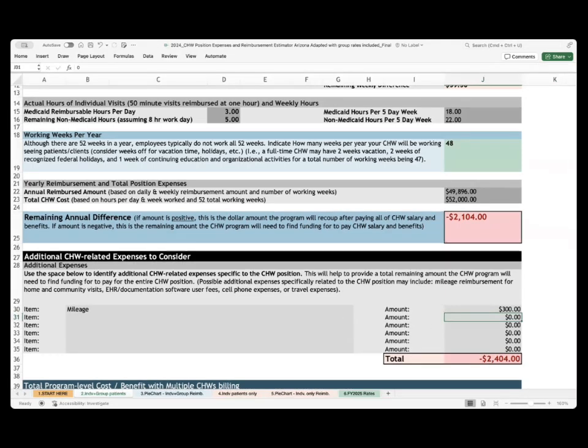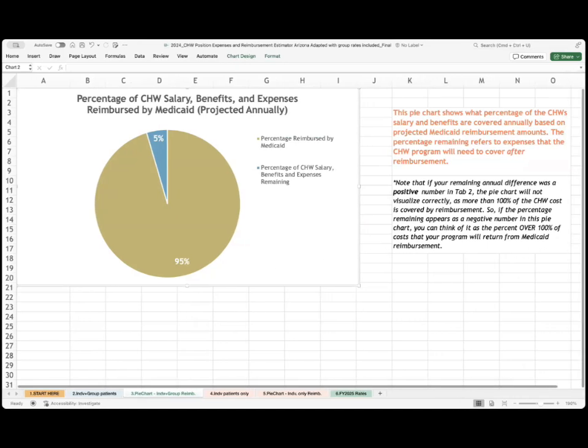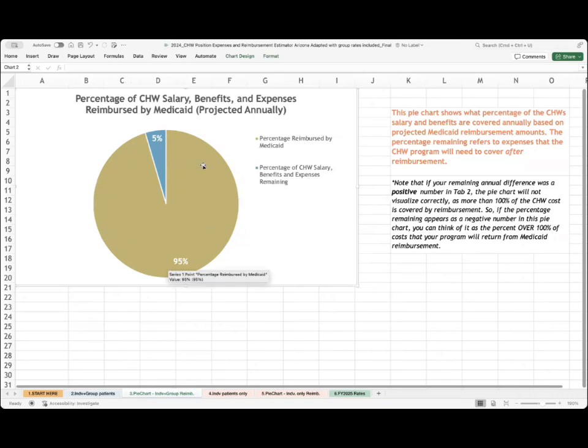remaining difference here. Okay, so now I'm going to show you the pie chart of what this looks like for annual expense versus annual reimbursement. So here on tab 3, the pie chart for individual and group codes, we can see that if your CHW is actually able to do 3 hours per day of Medicaid reimbursable work, and the 2 hours of the small group and 1 hour of the large group, that 95% of their physician costs could be covered by Medicaid reimbursement, with only 5% remaining for the program to cover.